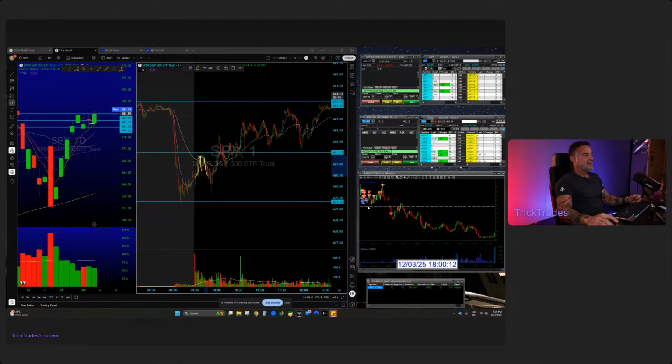So this trade here, it doesn't look like much because of the range, but that is over 1 point of premium. That is a monstrous trade, guys. It's huge percentage-wise. And it's that simple.